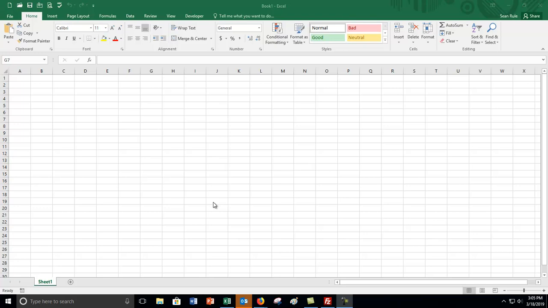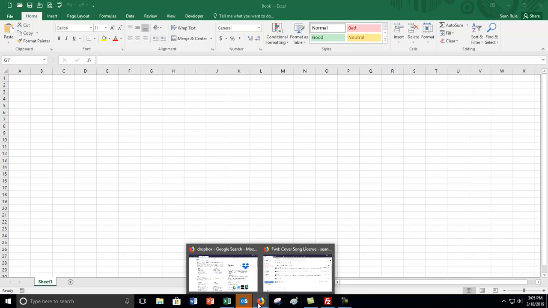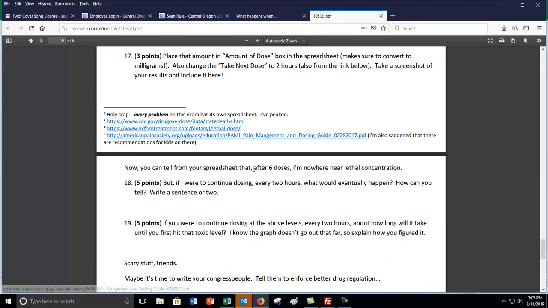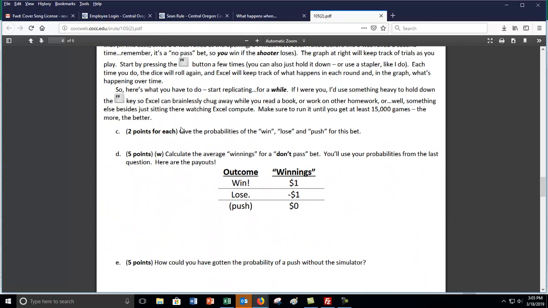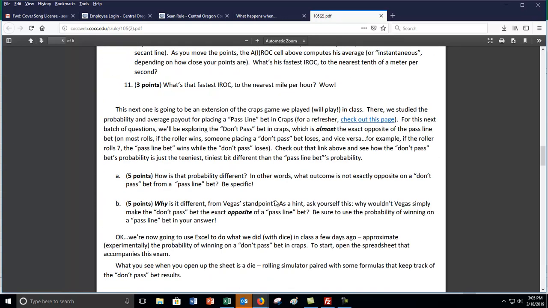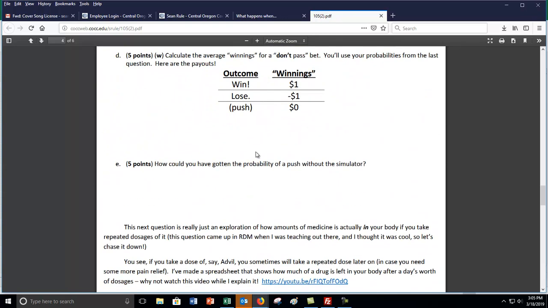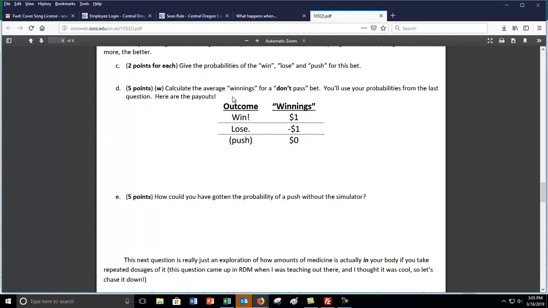Some of you might be a little concerned about, let me go to the exam real quick. Here it is. The question that some of you are sending me emails on, which is totally understandable, is this one right here: how to do the average payout for a don't pass bet. So you need these dollar amounts here.